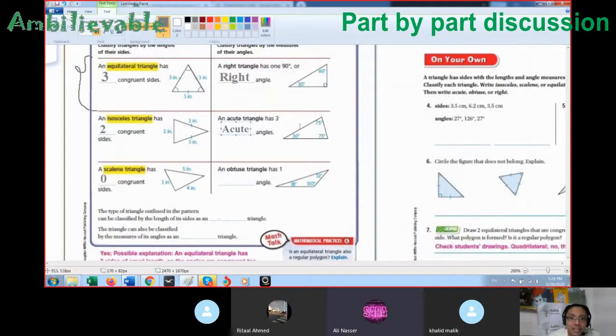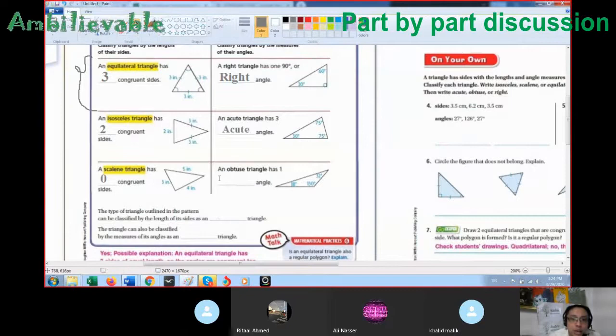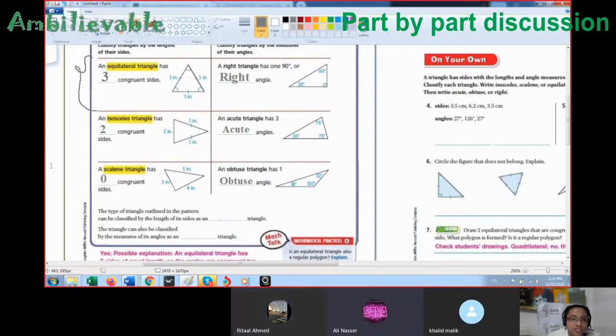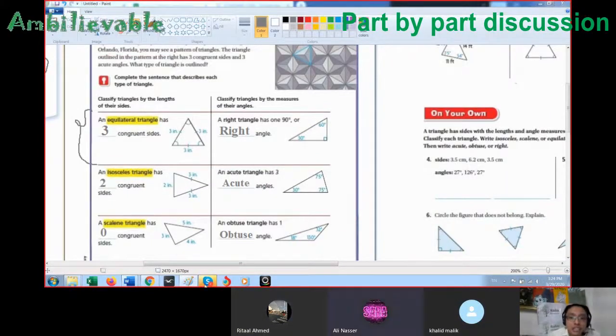Mister, I understand a little bit. Oh, that's good. Next one. An obtuse triangle has one what? What kind of angle do we have in an obtuse triangle? What is your answer? Say it, Sarah. Very good. It is an obtuse angle. Okay. Understand? Yes. Okay, let me start.